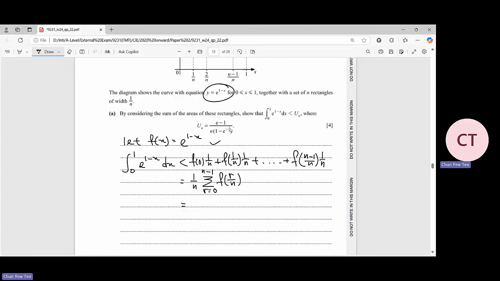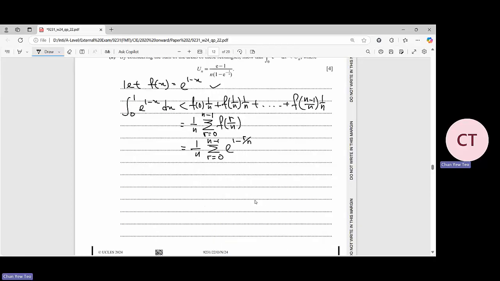But we already defined that f(x) looks like this, so this will be e to the power of 1 minus r over n. We can make it easier as well. We can take the e out, factorize it out. Then this will become e power negative 1 over n, power r.